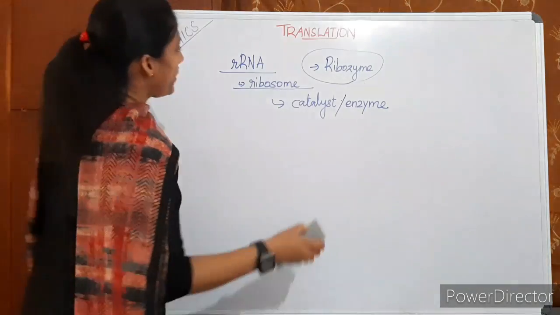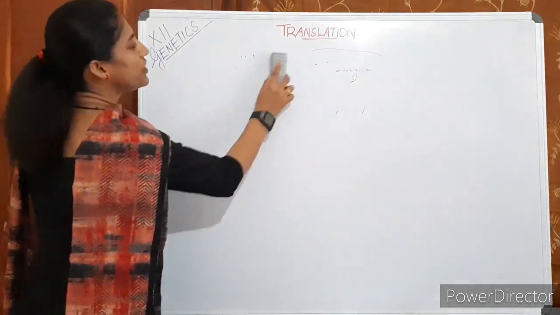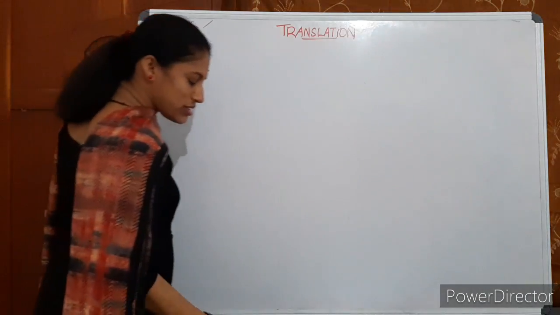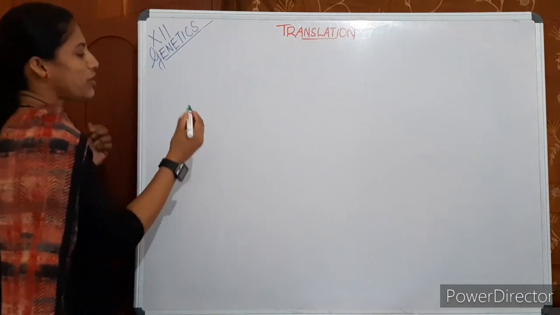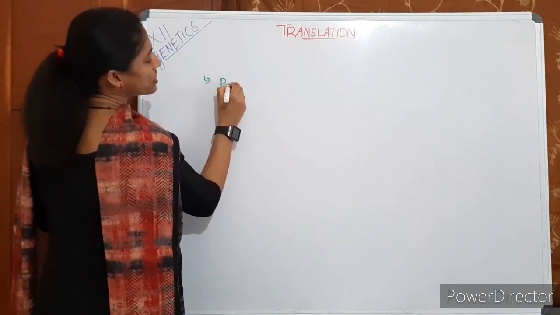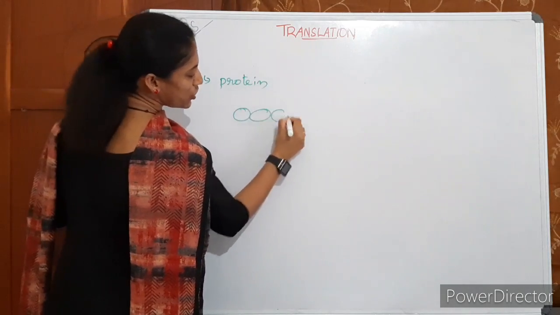Then come back to the process of translation. We have discussed what the requirements are, and amino acids are present, and tRNA is there. Just understand, translation means the process of production of protein. That means many amino acids are joined.